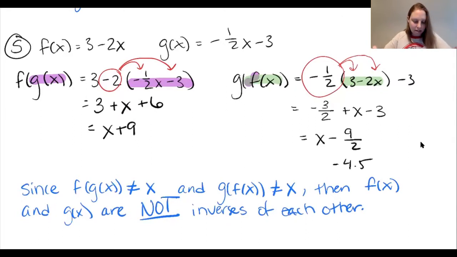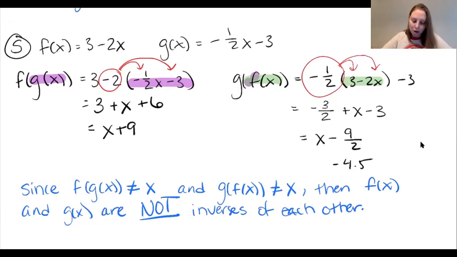We have a question in the chat. Why would you have to do the second part if the first part is already not just x? Because we're not only proving that f of x is not the inverse of g of x, but that g of x is not the inverse of f of x. You have to show it in both directions.